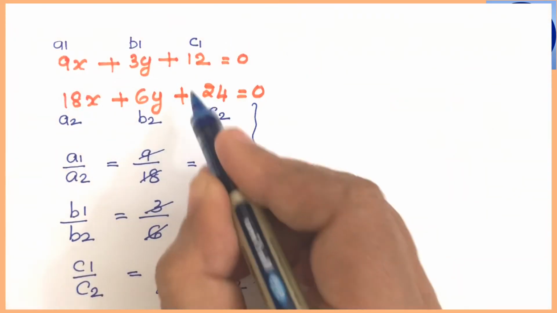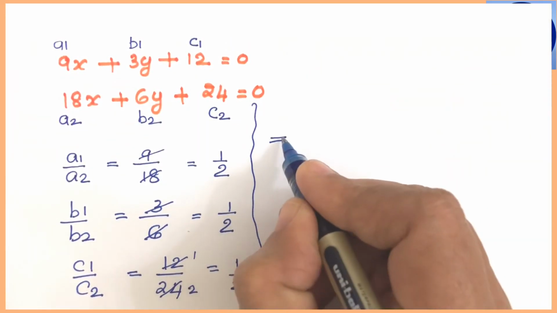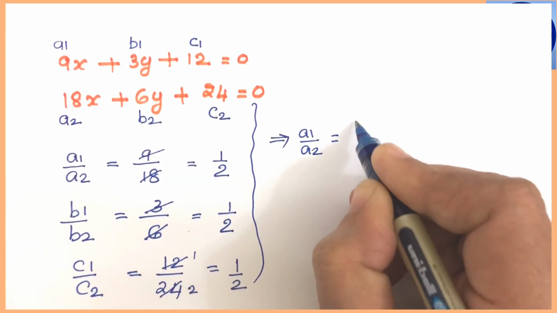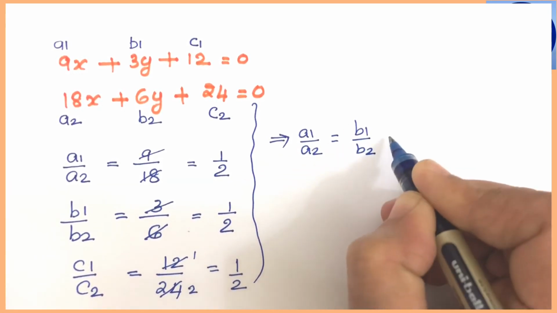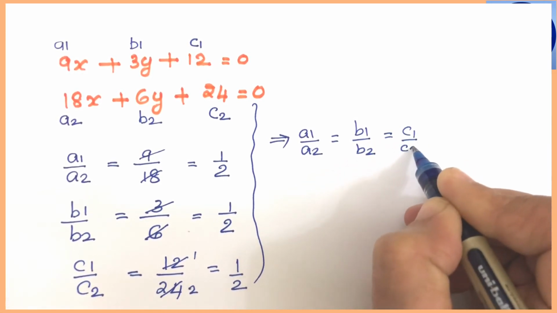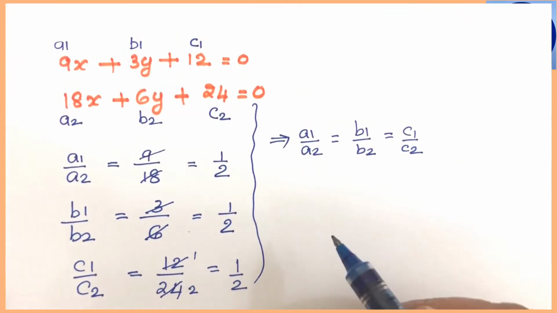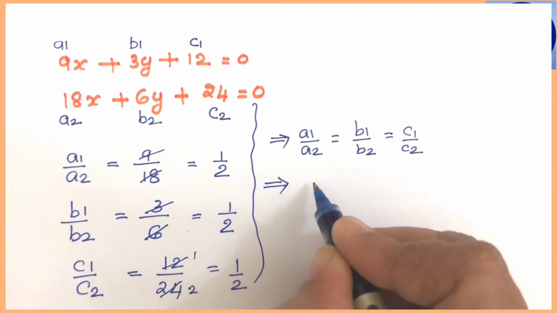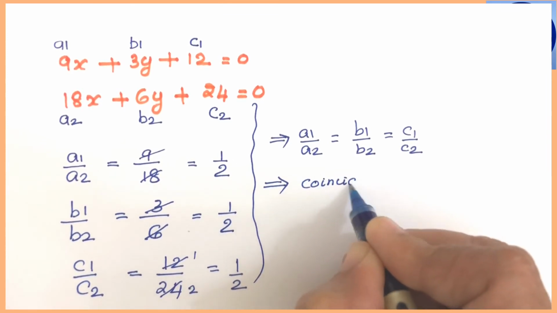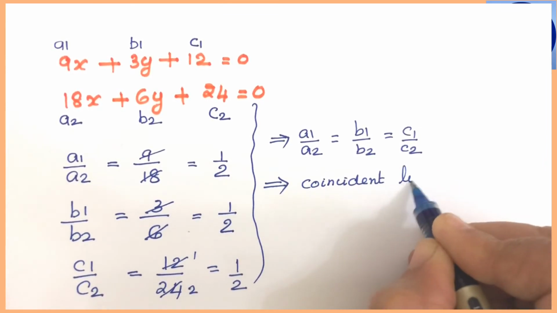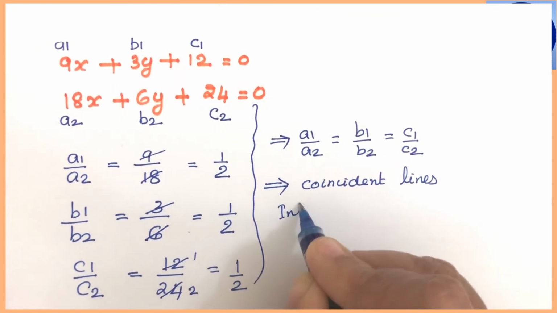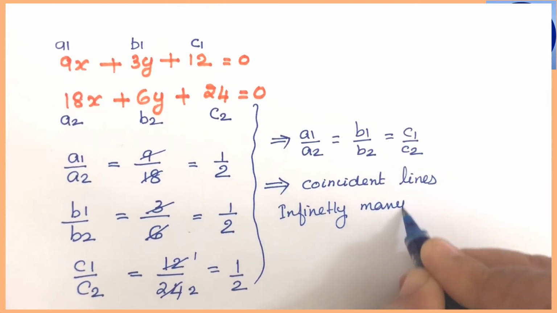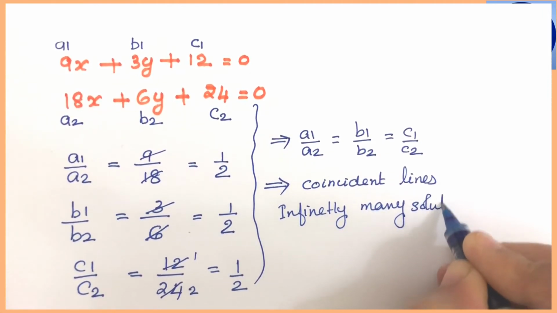So what we can write? We can write A1 by A2, coefficient of x, their ratios, equals B1 by B2, ratio of coefficient of y, equals C1 by C2, ratio of constants. These three ratios are equal. Then what type of lines are they? They are coincident lines with many solutions. Infinitely many solutions. Moreover, they are consistent also.